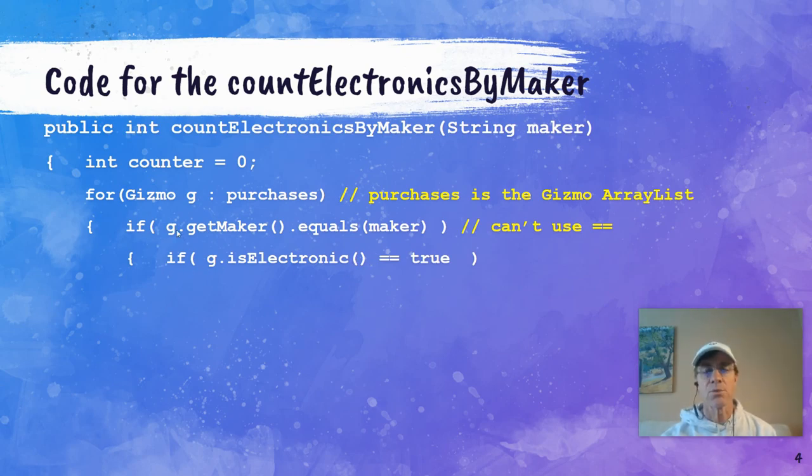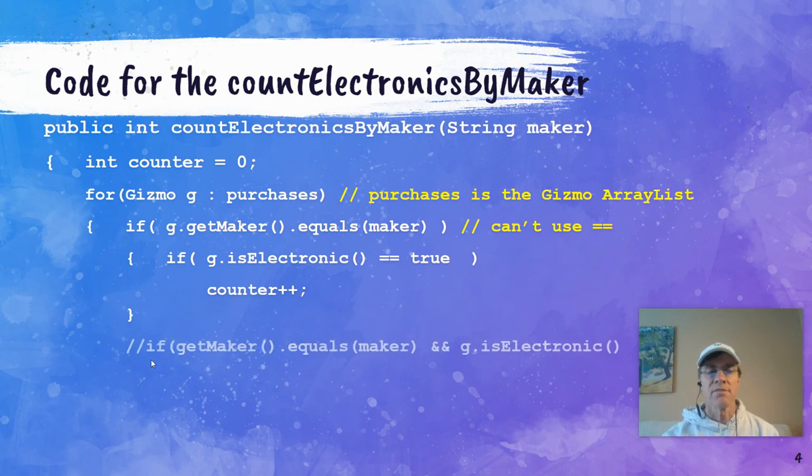So it's a nested if, the way that I structured this. If both of these are true, great. Then I want to increment my counter. So the next step is to have counter increase. And that's basically it. I could have done all of this on one line. It would have to be g.getMaker, by the way.